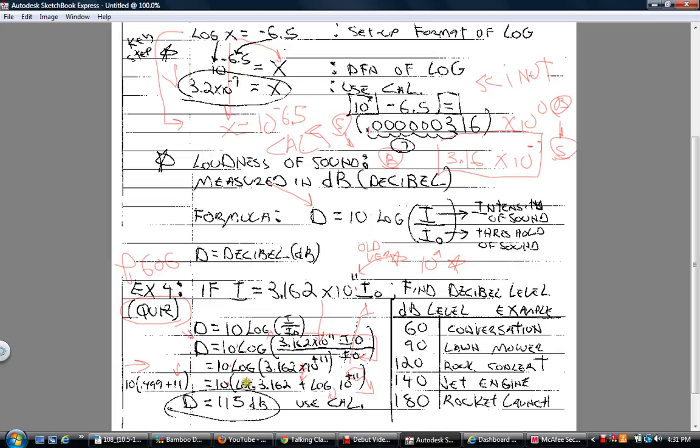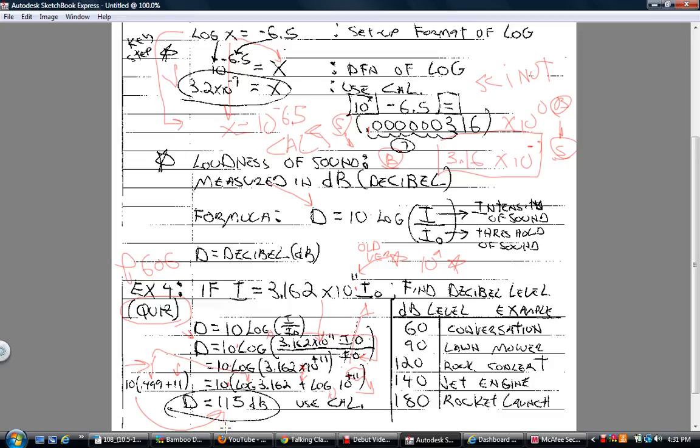Here you use your calculator, type in log, type in 3.162, equal sign, and you'll get 0.499. Does everybody see that? Here's where you're using your calculator. Now, last step, add 11 to that, so take 11.499 times 10, and they round it up to 115 decibels.